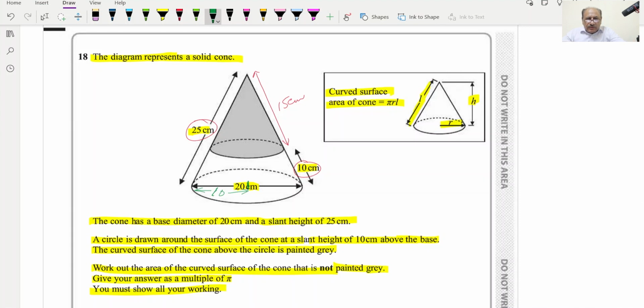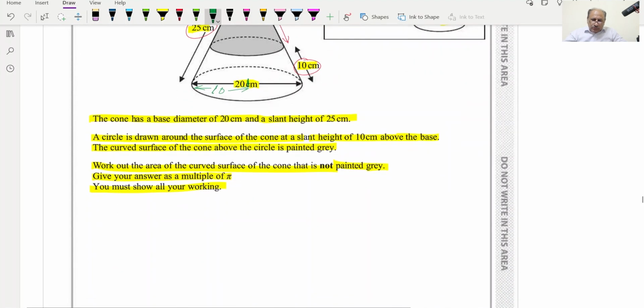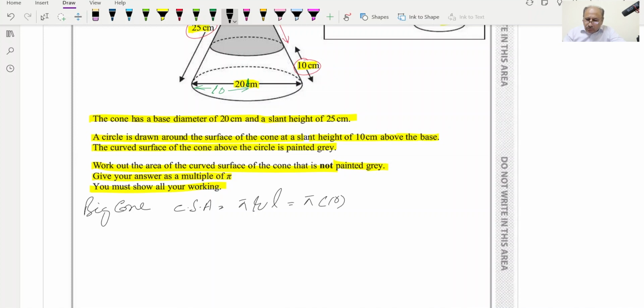What we can do, we can directly apply curved surface area. So curved surface area of the larger cone, so we can apply for the big cone. Curved surface area will be equal to pi r l, and pi is pi, and r will be 10, and l will be slanting height which is 25, so this will be equal to 250 pi. This is the curved surface area of the bigger cone.